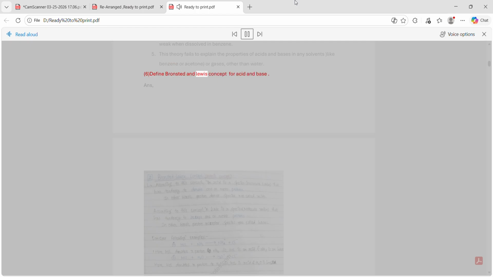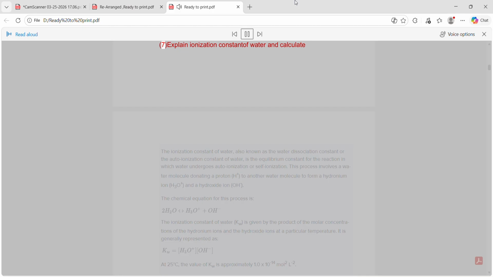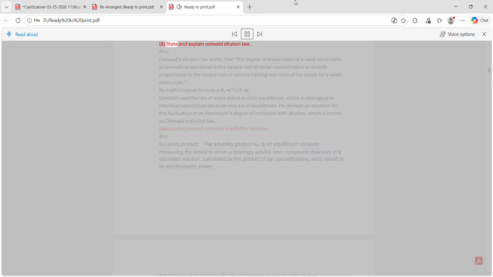6. Define Bronsted and Lewis concept for acid and base. 7. Explain ionization constant of water and calculate. 8. State and explain Ostwald dilution law.